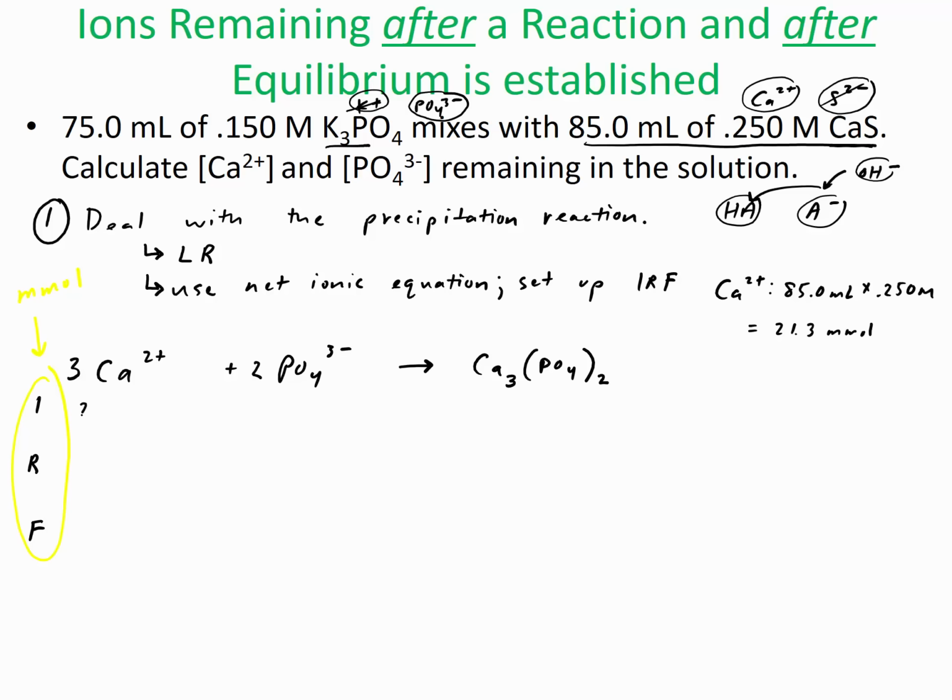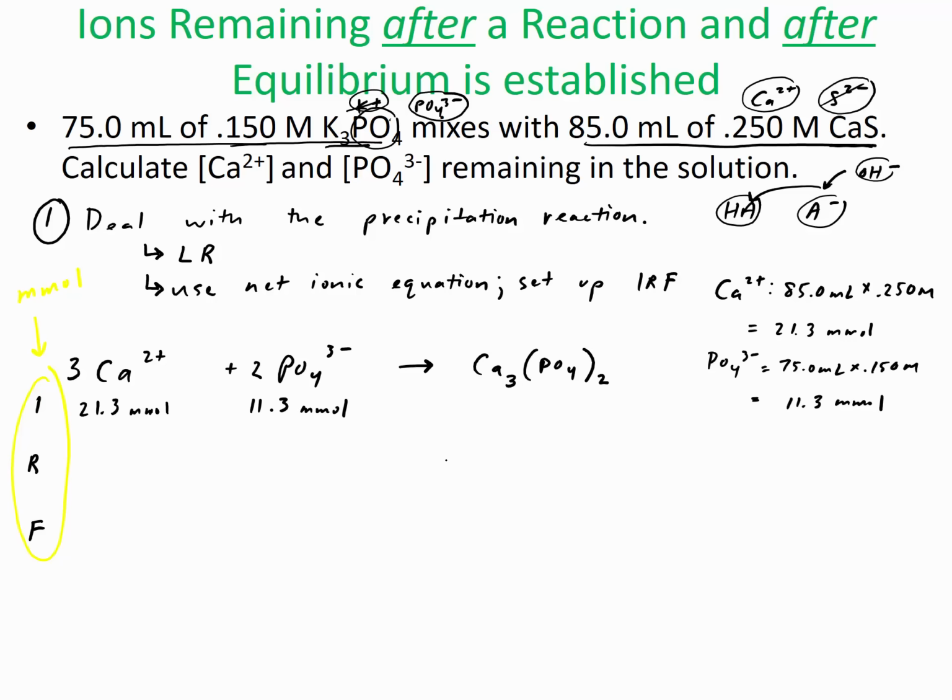So I'm going to enter 21.3 millimole into my table. And then for the phosphate, I have this. This dissolves in a 1-to-1 ratio, so I don't need to multiply the molarity by anything. So this is going to be 75.0 times 0.150 molar. For this, I get 11.3 millimole. So I'm going to enter that here, 11.3 millimole here.